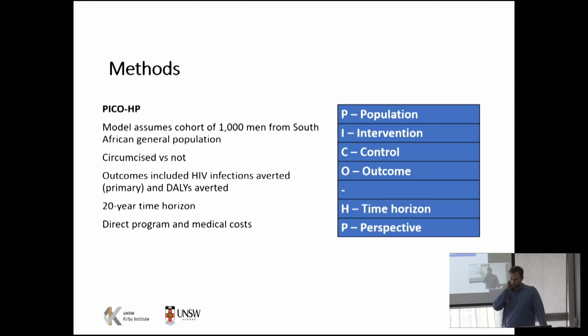So in this particular study, the PICO-HP, so the population, we were looking at a cohort of 1,000 men from South Africa, from the South African general population. The intervention and control, so we were looking at circumcised men versus not circumcised. In terms of outcome, we looked at HIV infections averted and DALYs averted as well. So going back to what Joe and Rebecca were talking about, where we've got the cost utility and cost effectiveness studies, it's also possible to combine those two types of design. So here we're looking at cost effectiveness in that we've got a sort of a real world outcome, I guess, of HIV infections averted, and then also a calculated outcome of DALYs averted. The time horizon was looking over 20 years. We'll talk a bit more about that on slides coming up. And this was taken from a health system perspective, so just looking at direct program and medical costs.